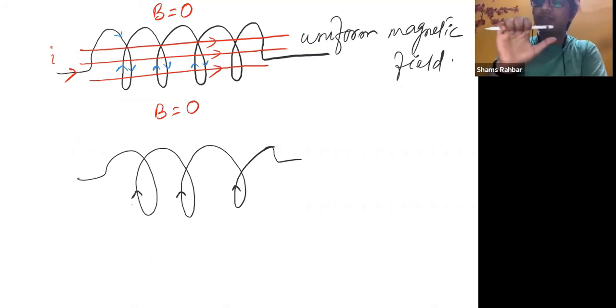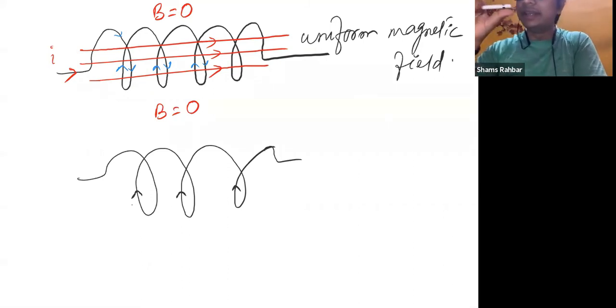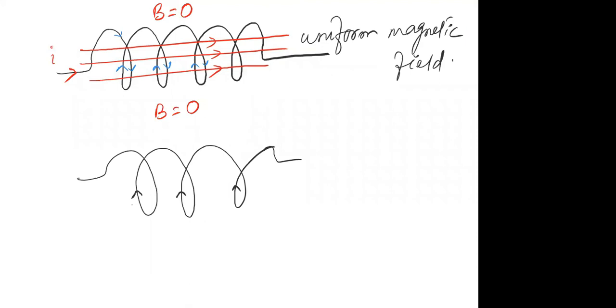Please tell me, did you understand this or not? Assume that you are holding a solenoid in such a way that your fingers are curled in the direction of current, right? So the direction of thumb will give you the direction of north pole. Is it clear to all? Please respond. Yes, understood. Good, Fatima. Okay, I think every one of you has understood this. So which end will have north polarity? Good. This end will have north polarity, this will have south polarity.